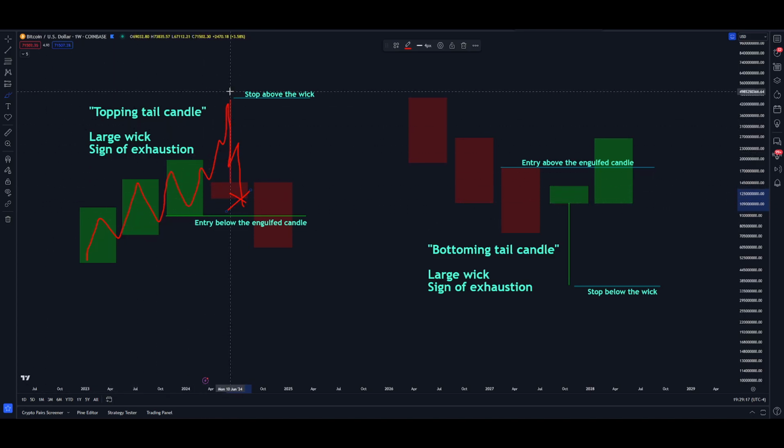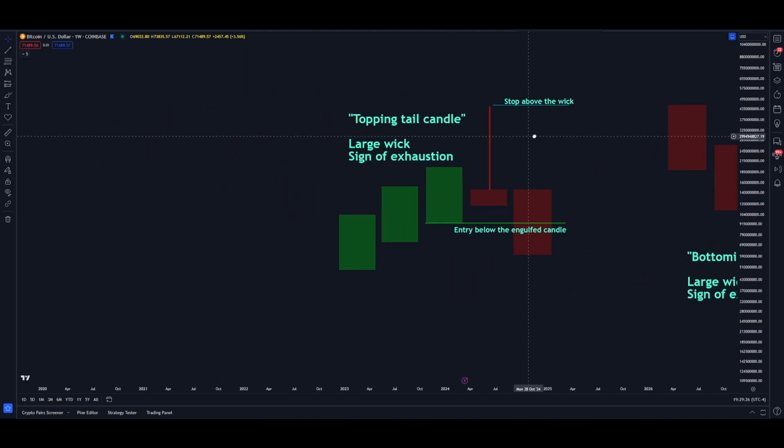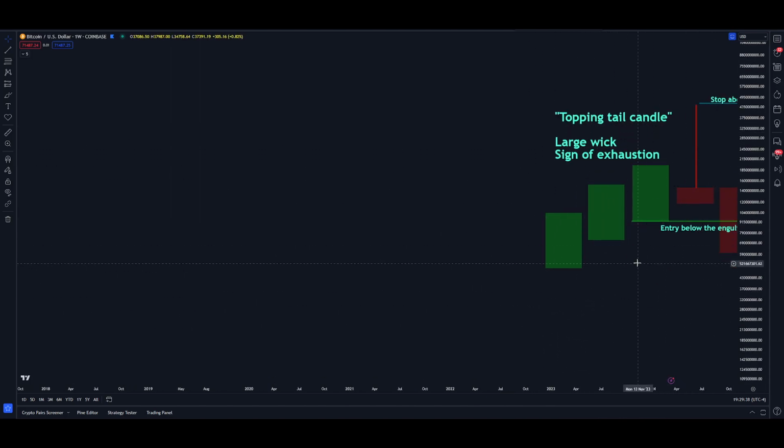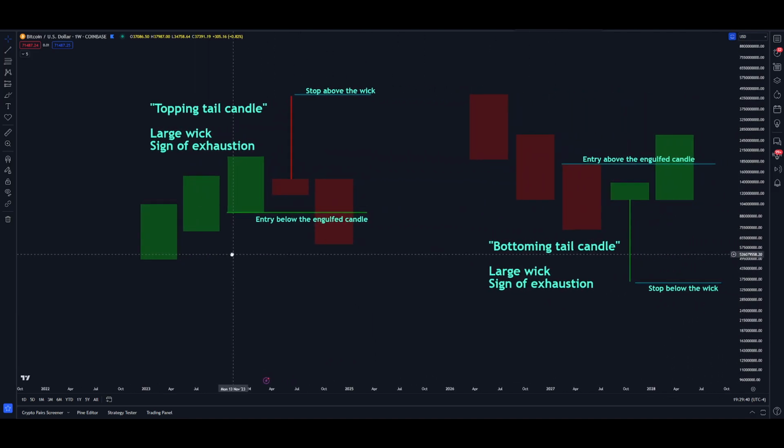Because the buyers pushed it all the way up, and then as the sellers came in, the buyers had no more strength to push it back higher. Okay? So this candle in and of itself is not necessarily a signal. It can be a sign of exhaustion. Let's say you had 7 or 8 of these green candles in a row and you haven't taken any profits. You get something like this, it could be a good time to start taking profits.